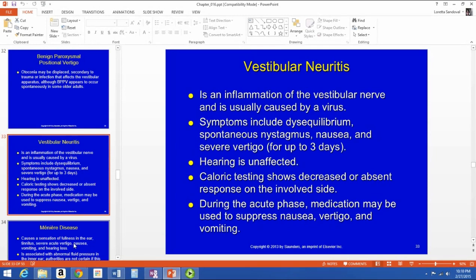to suppress vomiting. I'm really glad when I had vestibular neuritis that I did not have any vomiting or nausea. That would have been horrible. The vertigo was bad enough just in and of itself.